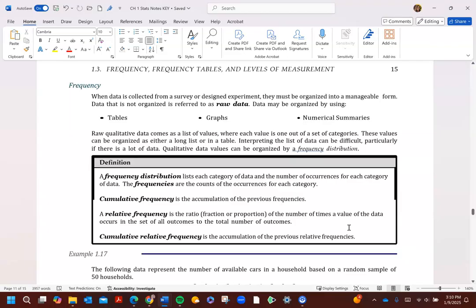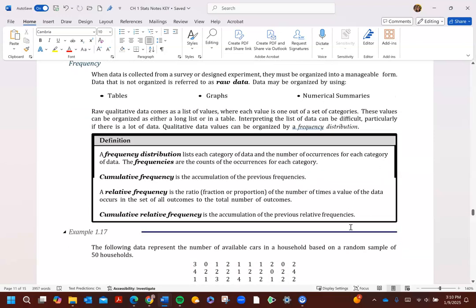Cumulative relative frequency is the same thing. You're just adding the prior one. So we'll show some examples of that as well.